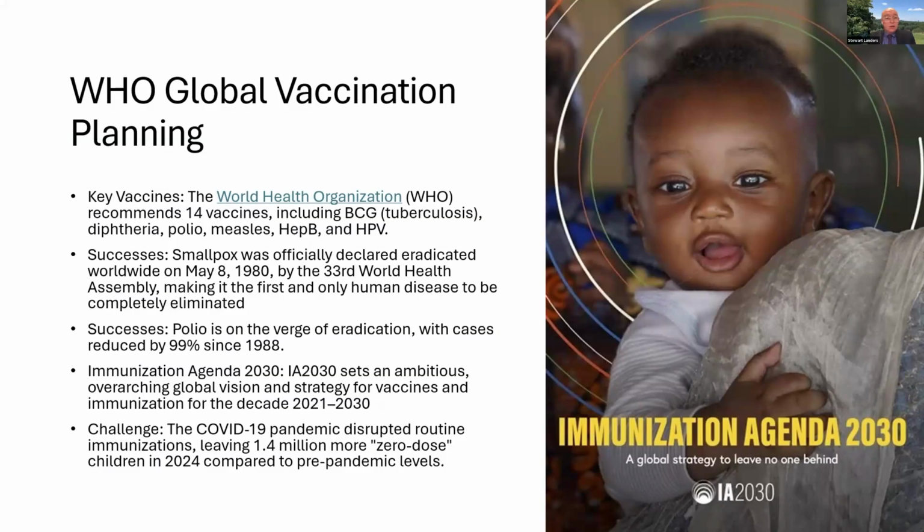The Immunization Agenda 2030, or IA 2030, sets an ambitious, overarching global vision and strategy for vaccines and immunization for the decade 2021 to 2030. Its greatest success, in collaboration with many governments and organizations, was the eradication of smallpox, officially declared eradicated on May 8, 1980. This occurred almost exactly 184 years after Dr. Jenner injected cowpox pus into his gardener's son. Next slide, please.